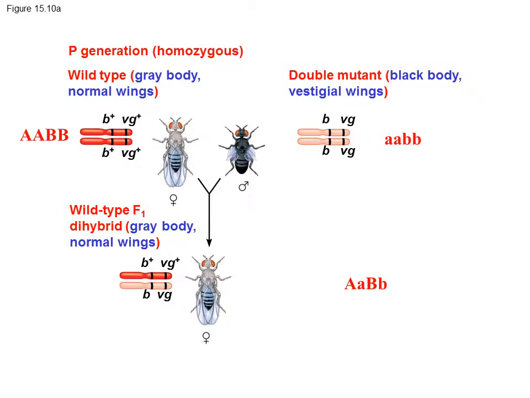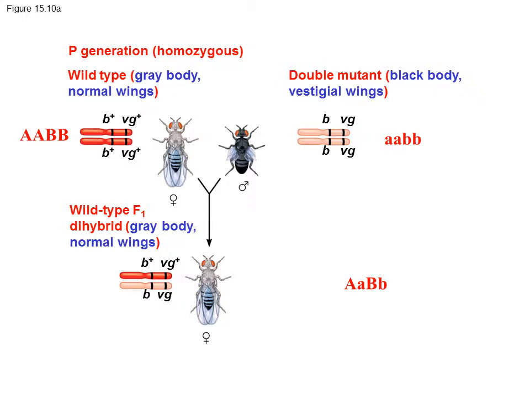So the wild type fly is gray body and normal wing. It has two genes that we're looking at. We're going to cross that one with a double mutant. It has a black body and vestigial wing. When we cross those two individuals, we're going to get a heterozygous.